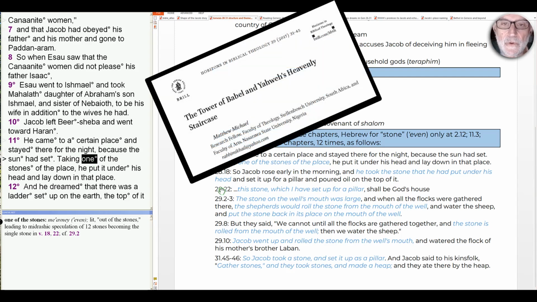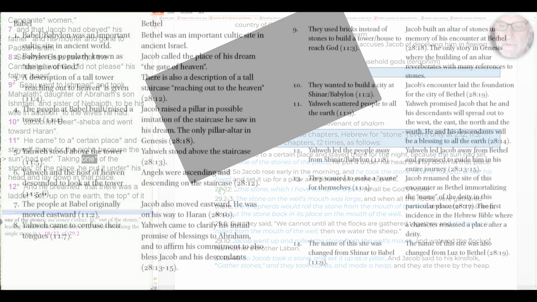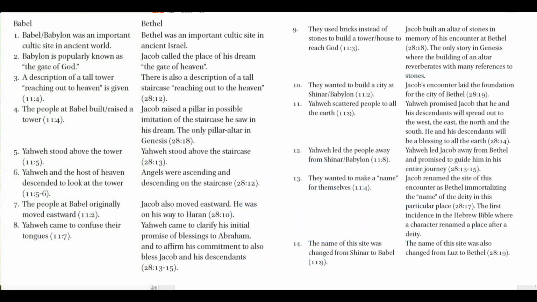And thanks to the work of Matthew Michael, whose article you can see cited here, here's his chart that I've taken from this article showing the numerous parallels between the Babel story and this story here. And the most obvious elements are that people are trying to build a tower up to the sky, and here something comes down out of the sky and appears, or at least it's in a downward focus.